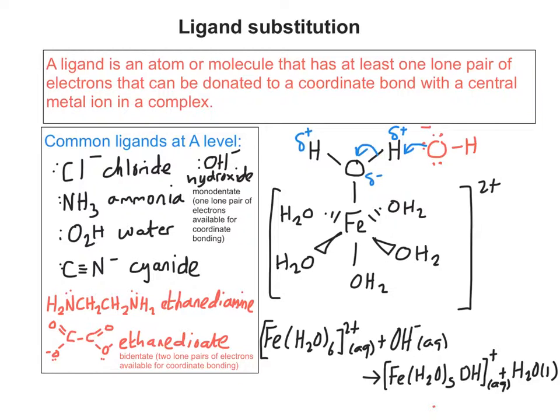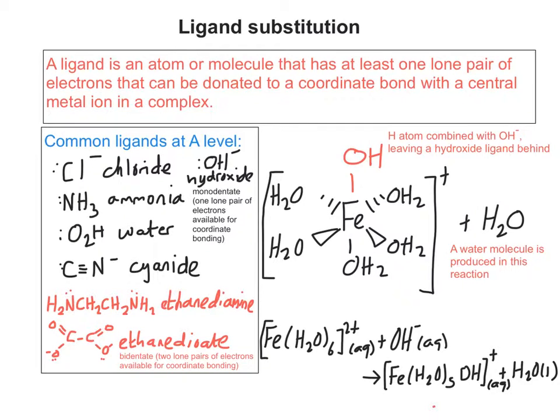So what I'm going to do now is take the diagram away and redraw it, but this time showing the substituted OH-. A hydrogen atom from the water combined with the OH- ion that was incoming, leaving a hydroxide ligand behind. Notice that it's now a hydroxide ligand, not a hydroxide ion. A new water molecule is produced in this reaction. So overall, an OH- ligand has substituted for an H2O ligand.